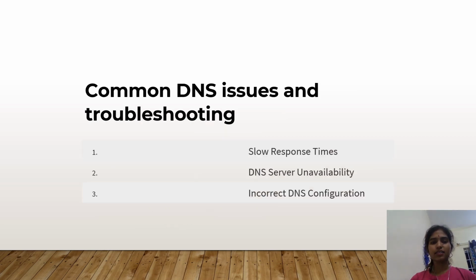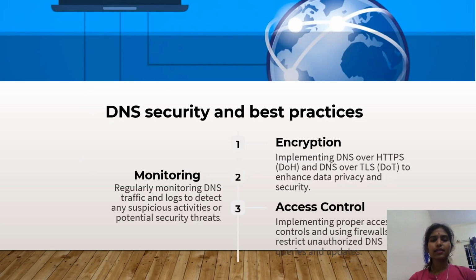And next we can see common DNS issues and troubleshooting. It has three types: slow response times, DNS server unavailability, and incorrect DNS configuration. And next, DNS security and best practices. It has three types: encryption, monitoring, and access control.